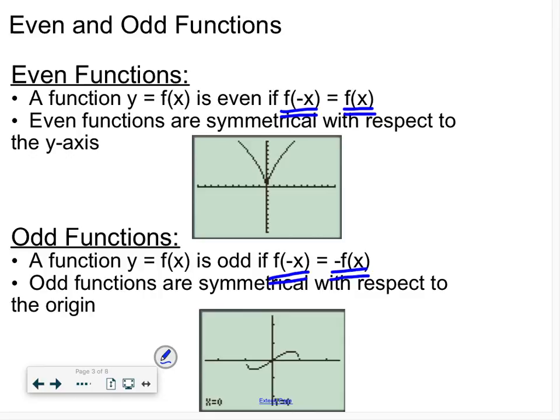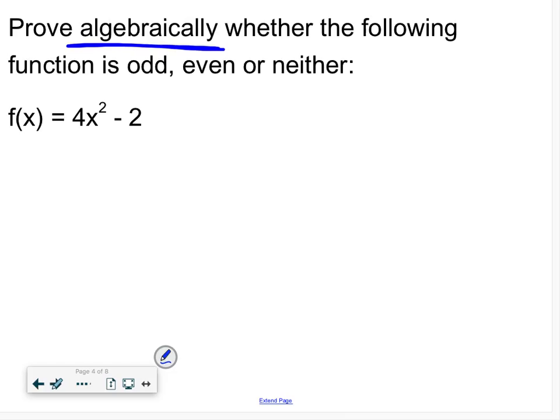So let's just go here. We know that our function is 4x squared minus 2. So our first step would be, let's see if it's even. And if it's even, then we would need to determine what f of negative x is.